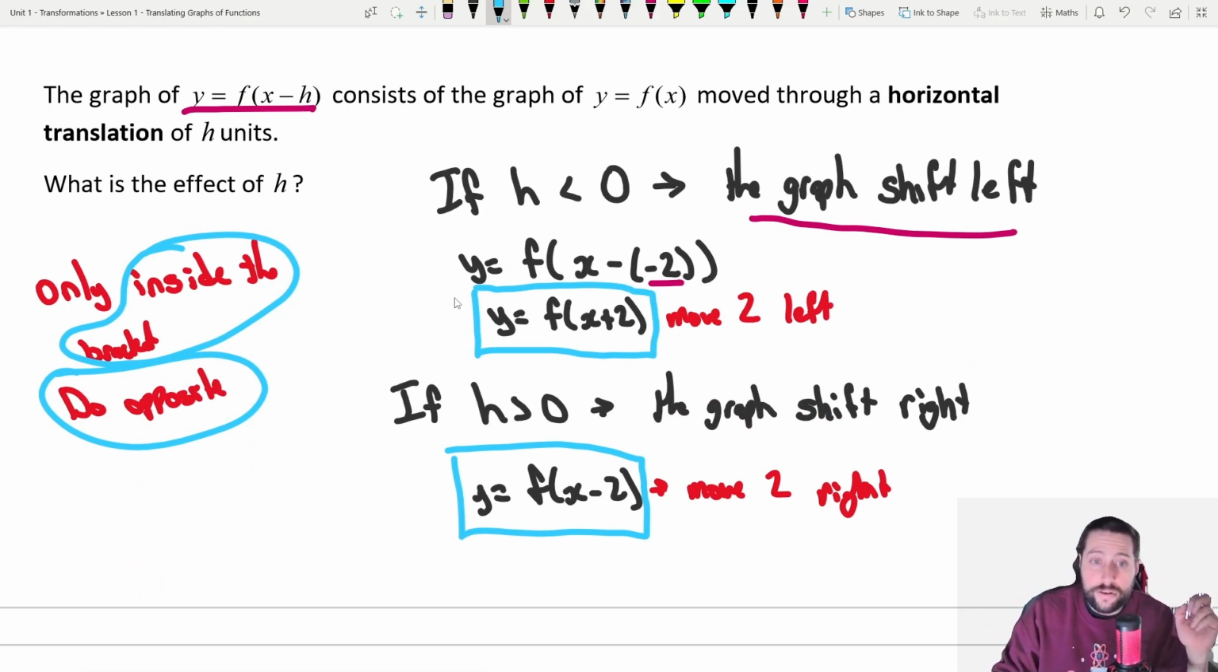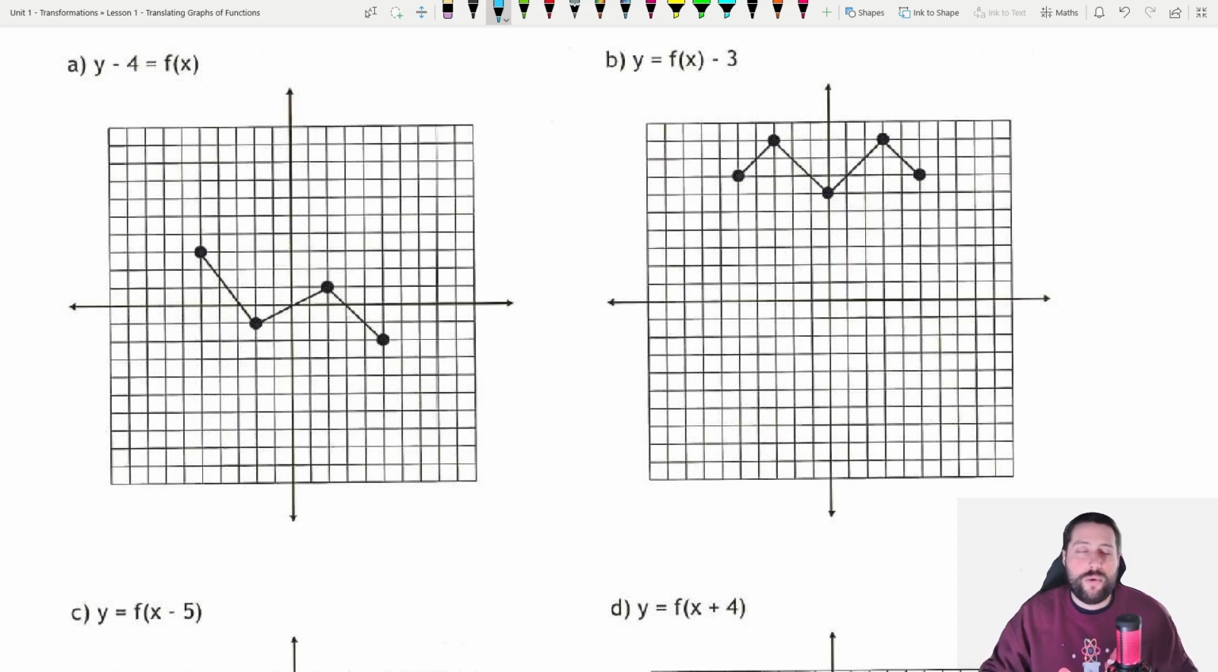So if it looks like f of x plus 2, if there's a positive in there, move it to the left. If there's a negative in there, you move it to the right. It's just a way of remembering what to do when it's inside the bracket. Now we'll do examples of how k and h will affect certain graphs.